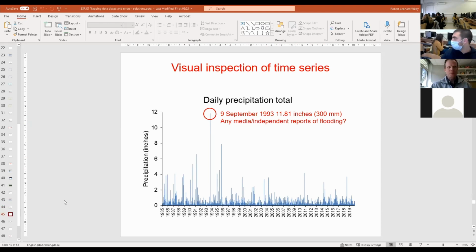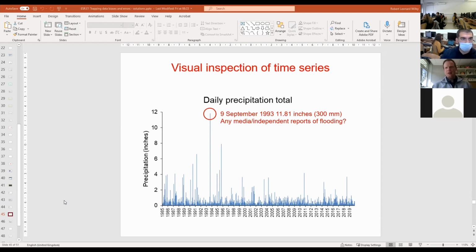So my question to you then is, do you believe that value? Is 300 millimeters of rainfall, exactly 300 millimeters of rainfall in one day, plausible for Belgrade? Any thoughts on that? No, it's not possible. It's not possible, but in 2014, we had similar values, but for 3 days.